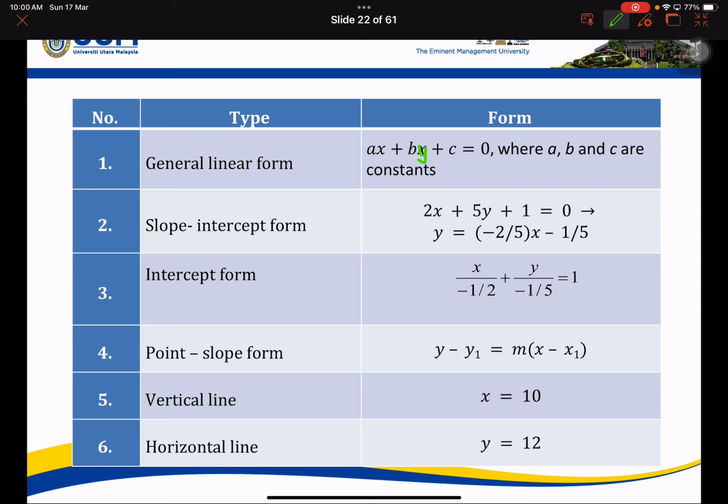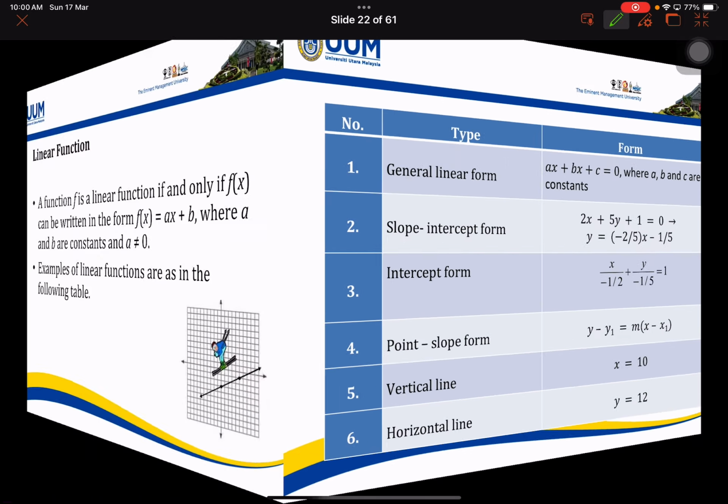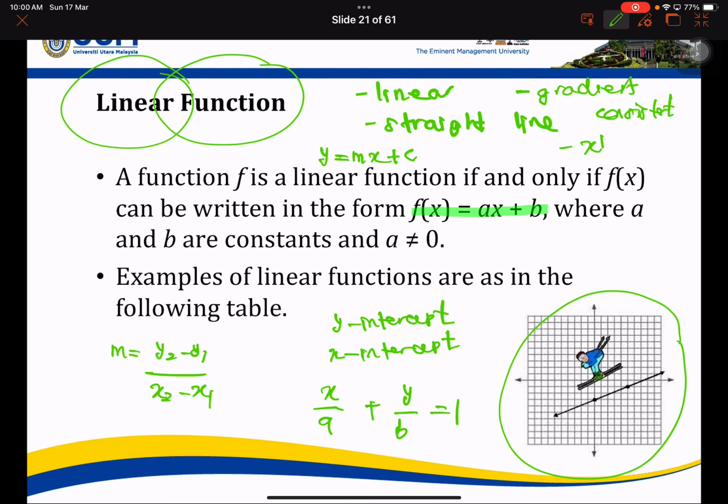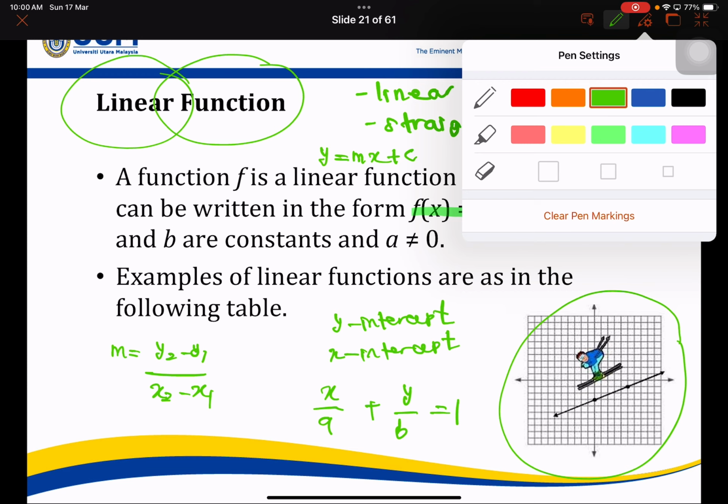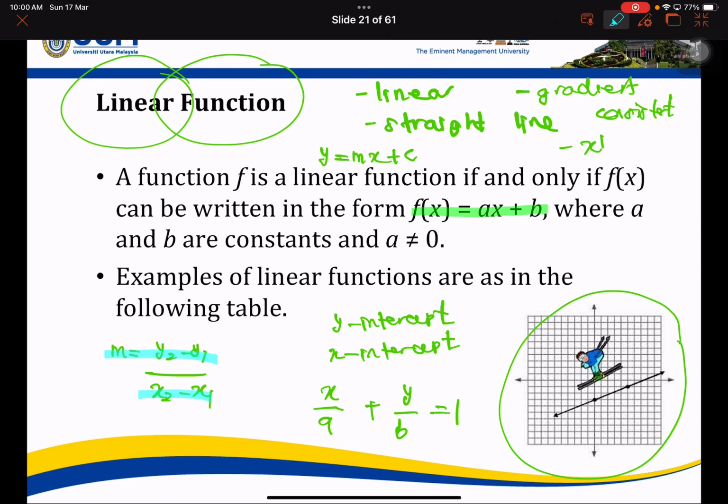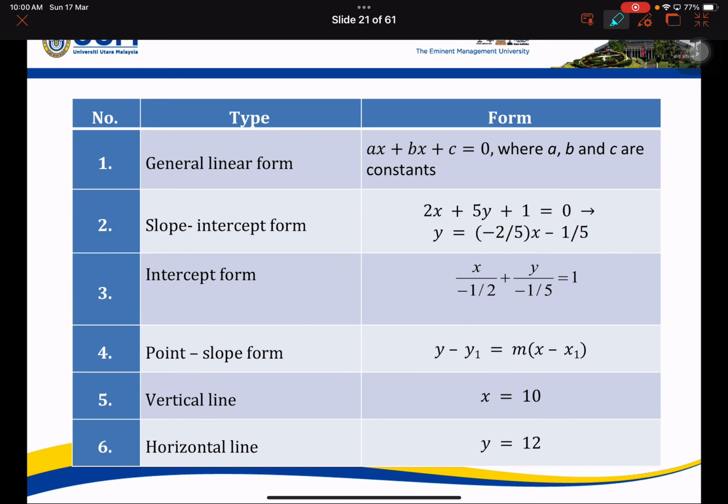Okay. Third one is intercept form. So we have x over negative 1 over 2 plus y over negative 1 over 5 equals 1. And point slope form, we have y minus y1 equals m multiplied by x minus x1. Do you know how we get this formula? We modified from here. We rearrange this one, m equals y2 minus y1 over x2 minus x1. We will get this one.